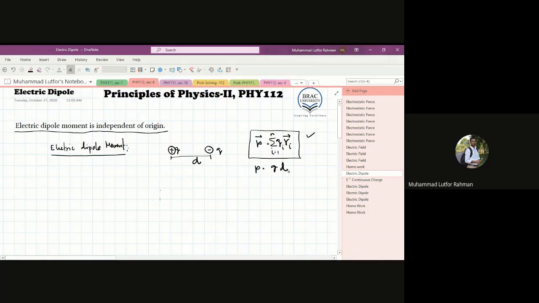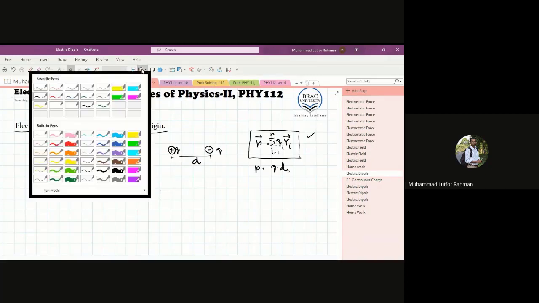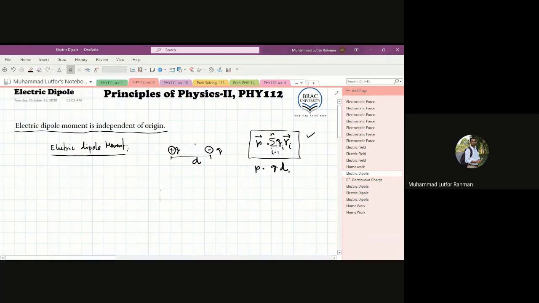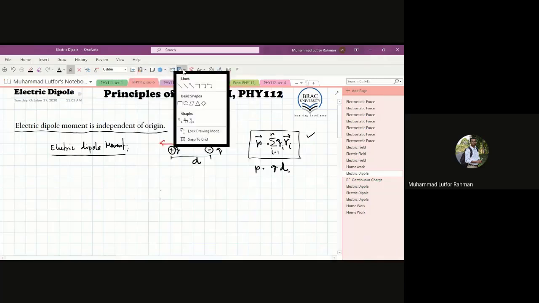Since the electric dipole moment is a vector, it has some direction. That direction would always be from the negative charge to the positive charge. So this is the direction of electric dipole moment P. That's how we express the electric dipole moment. Let's introduce the dipole moment in different orientations and different scenarios.